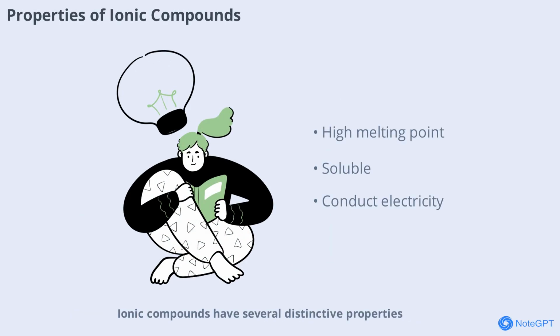Ionic compounds have several distinctive properties. They are usually solid at room temperature, have high melting and boiling points, and are soluble in water. When dissolved or melted, they conduct electricity due to the movement of ions. These properties are a direct result of the strong electrostatic forces holding the ions together. Understanding these characteristics helps us identify ionic compounds and predict their behavior in different situations.